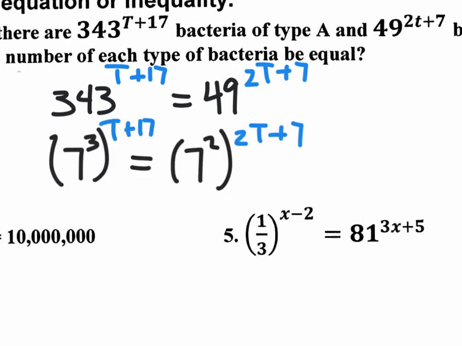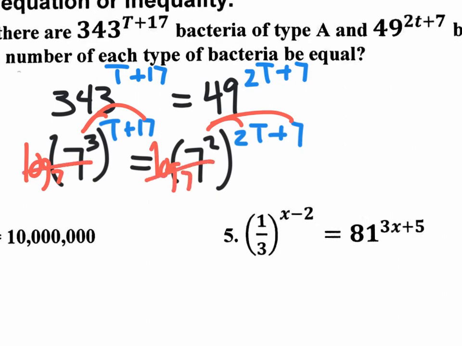So that's what I've done. I rewrote it as 7 to the third, and it's still to the power of t plus 17. And on the other side we have 7 squared, and it's still to the power of 2t plus 7. So what we need to do now is, when we have a power to a power, you multiply. So you're going to have to distribute 3 times t and 3 times 17. And you're also going to have to distribute 2 times 2t and 2 times 7. And after you distribute, you could apply log base 7 on both sides so that the bases cancel out.